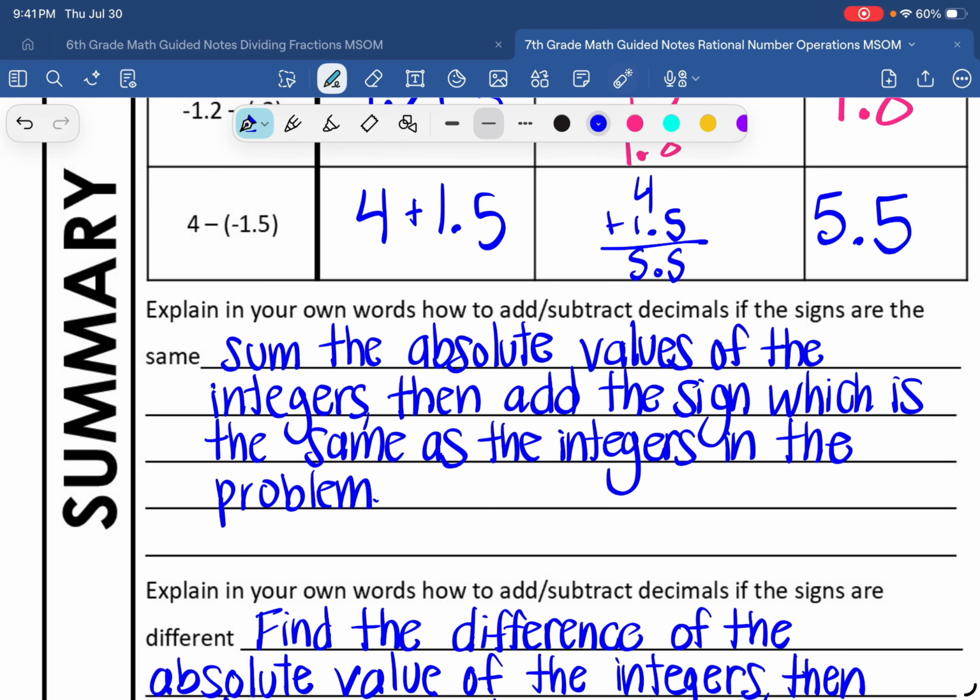So quick reminder, if it was negative 2 minus 6, 2 plus 6 is 8, and then I have negatives, so it's negative 8. Or if I have 2 plus 6, obviously, then they're both positive, it's just going to be 8.